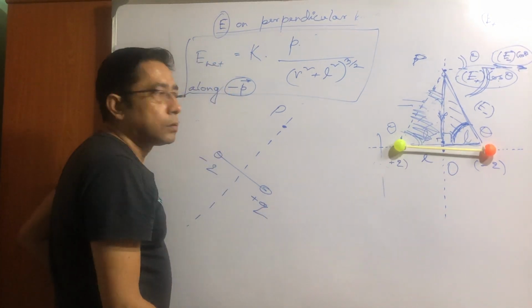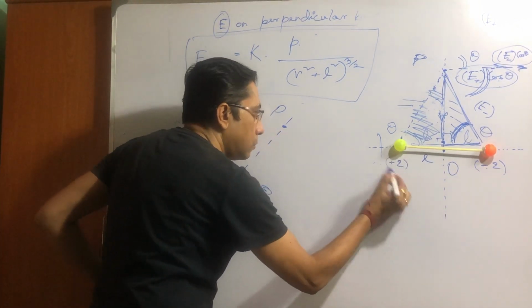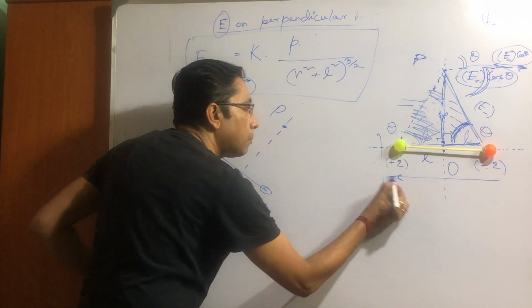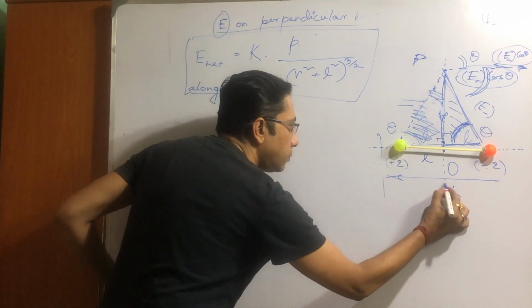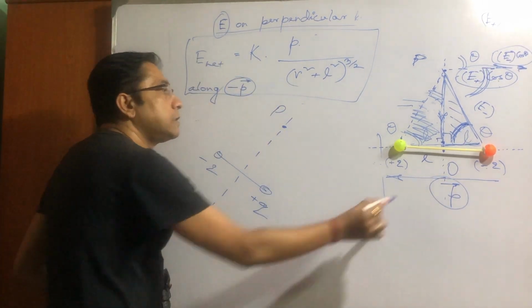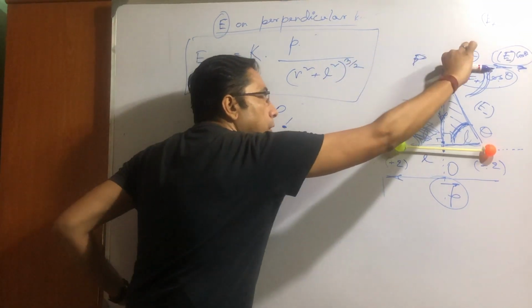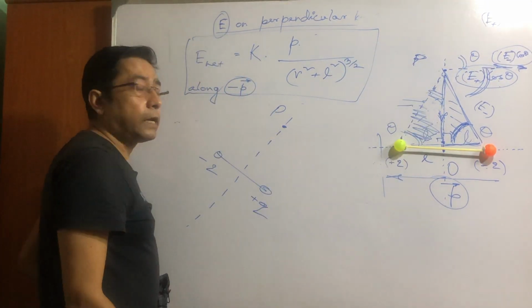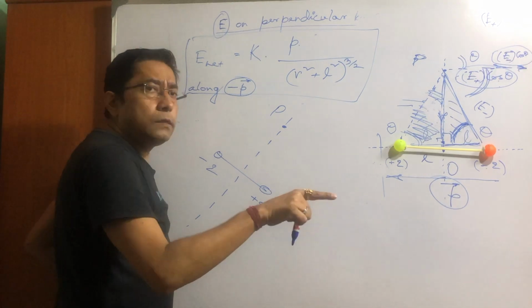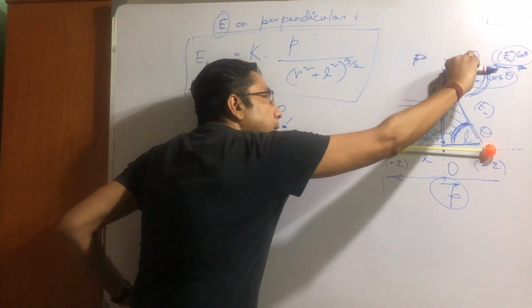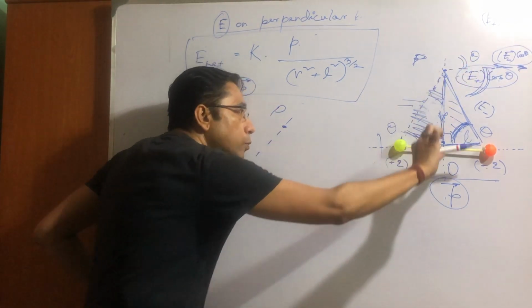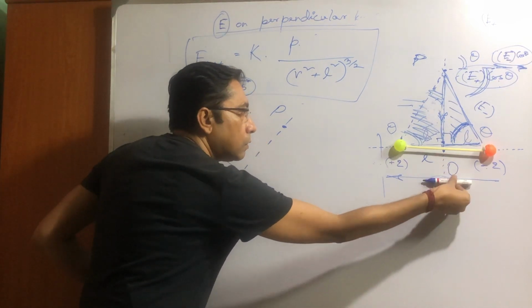See this picture, minus q to plus q. What quantity happens to be along minus q to plus q? It is dipole moment, vector P. What has been the direction of resultant electric field? Plus x-axis, plus i hat. Isn't it that the resultant electric field is just opposite to vector P?